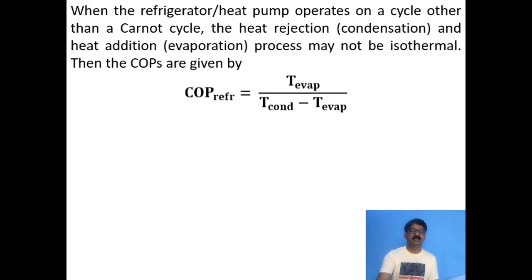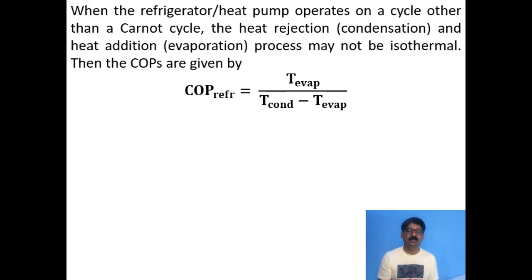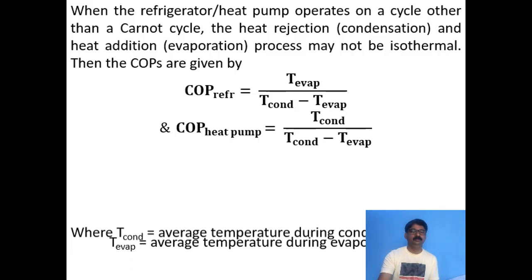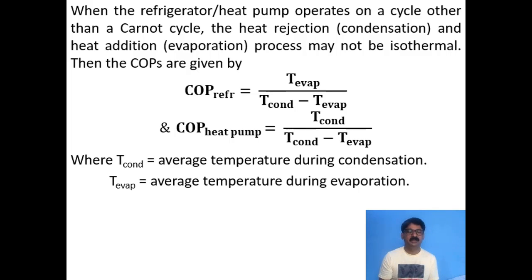Then the COPs are given by: COP of the refrigerator is equal to T evaporator divided by T condenser minus T evaporator, right? So you have to consider the evaporator temperature, and also the condensation temperature. Similarly, the COP of the heat pump will be T condenser divided by T condenser minus T evaporator, where T condenser is the average temperature during condensation and T evaporator is the average temperature during evaporation.